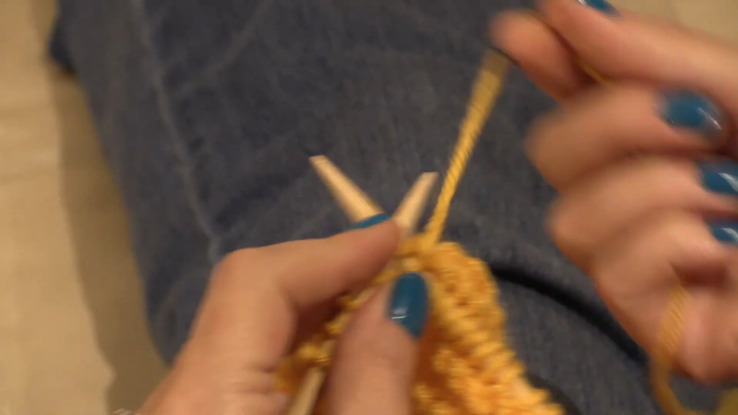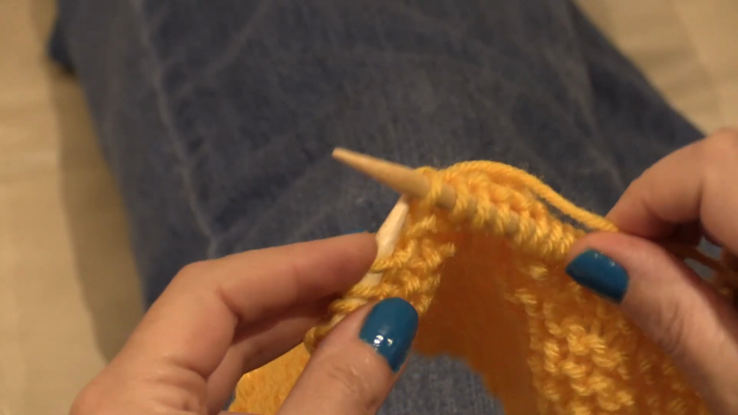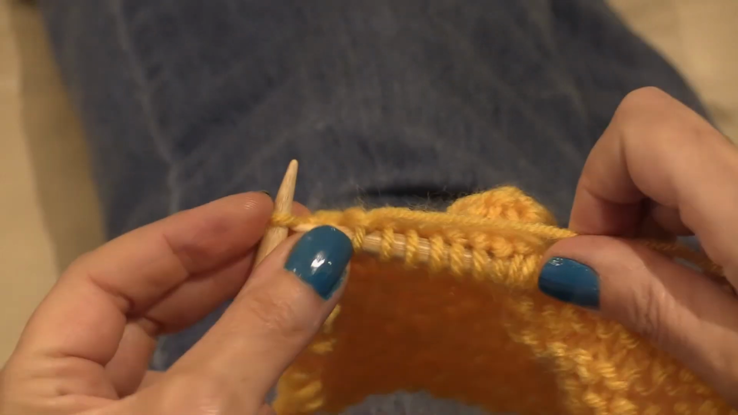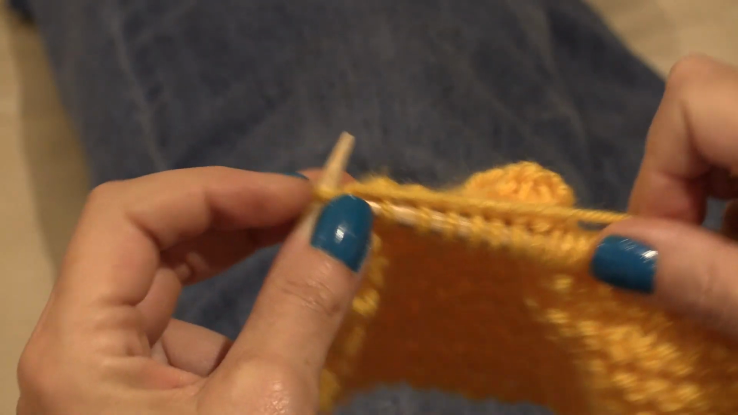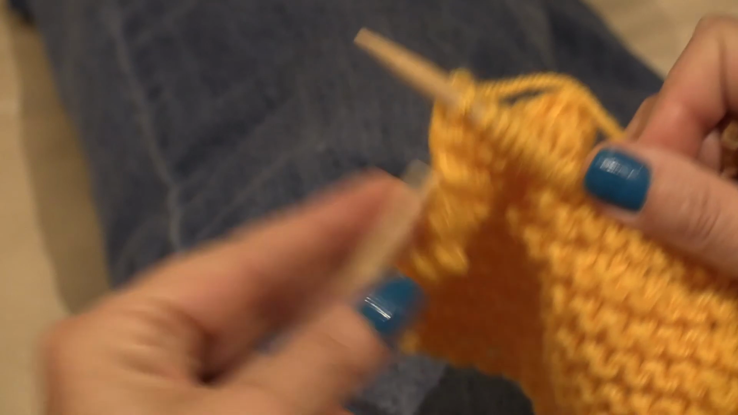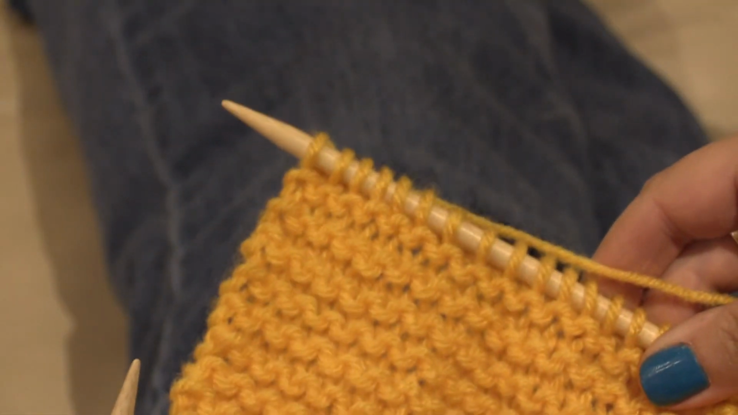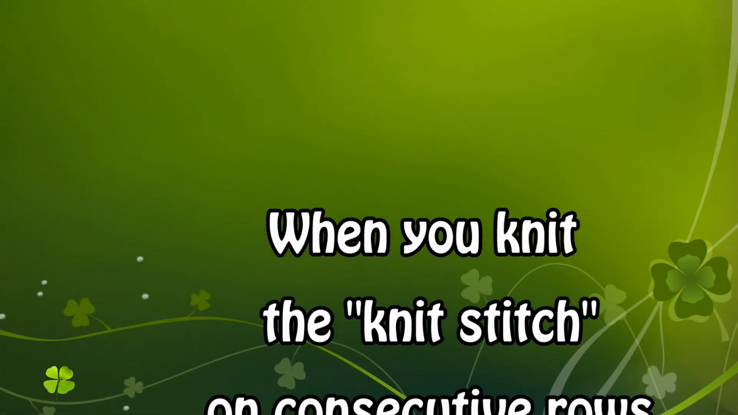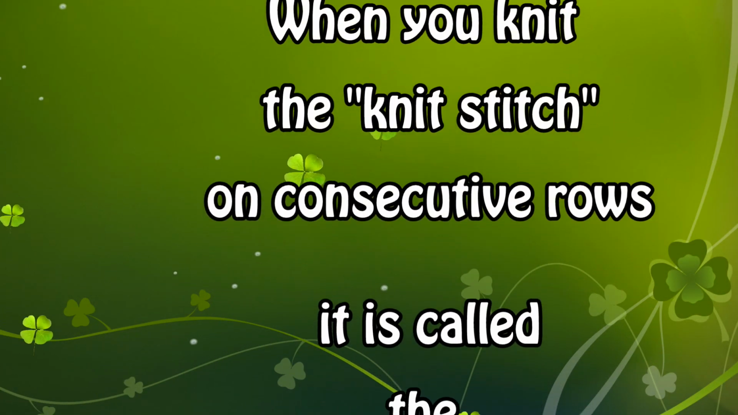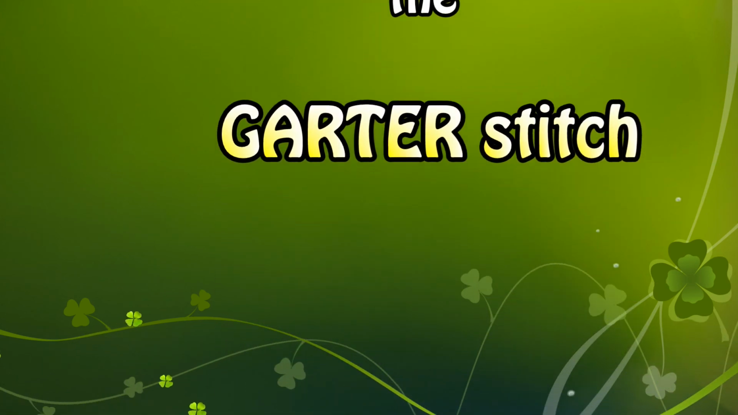In from the front, behind, in between, capture the loop, slide it off. Goes in from the front, yarn comes behind, then between, you capture the loop, and you slide it off. And look. When you knit the knit stitch on consecutive rows, it is called the garter stitch.